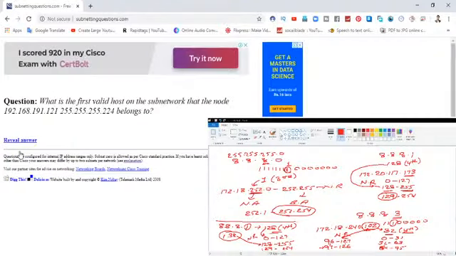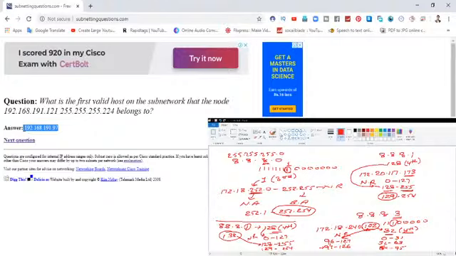Now, what is the first valid host on the subnetwork? The answer would be, okay, 1 second. Yes, 192.168.191.97, I think. Yes, 97 would be the first valid host. Let us check. 97 is the right answer. Done.